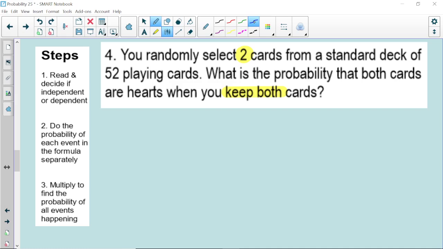All right, I heard a dependent. Why is it dependent? Because we're keeping the item. Yep, keeping it. So we're choosing dependent. And we want to find out the probability of us picking a heart, keeping it, picking another heart. So again, we're going to do each event separately. So let's start with event 1.